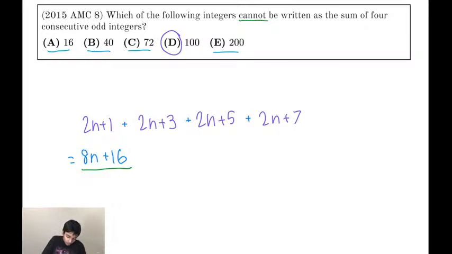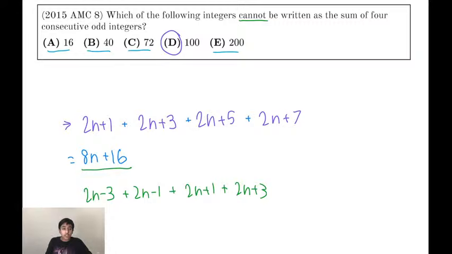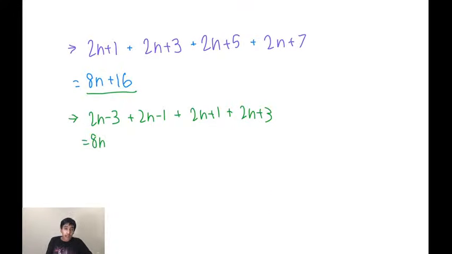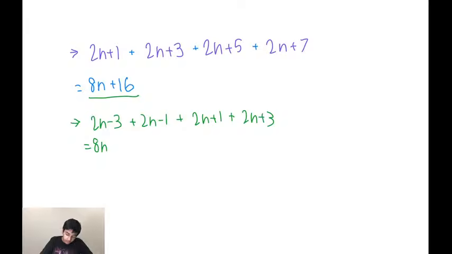And even though I used 2n plus 1 through 2n plus 7, sometimes it might be easier to use 2n minus 3, 2n minus 1, 2n plus 1, and 2n plus 3. Because then when you use these 4 numbers, they cancel out and they just equal 8n. And again, these are also all consecutive odd integers. Both ways work fine, but this way is a little bit easier for solving it.